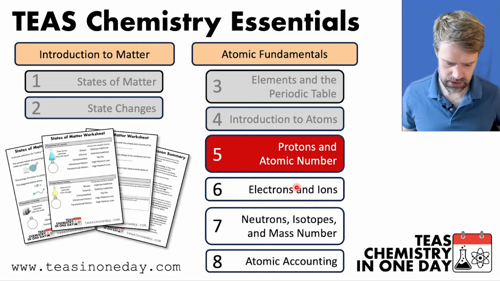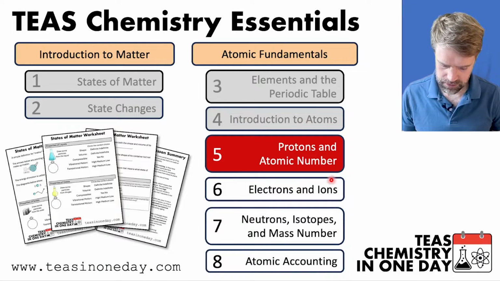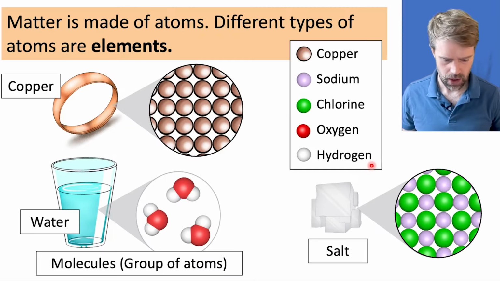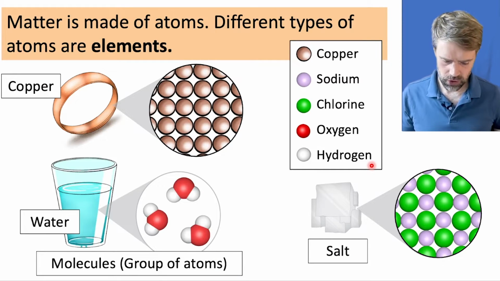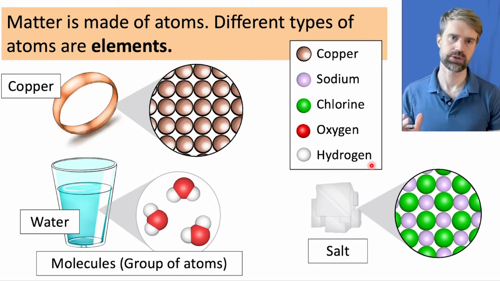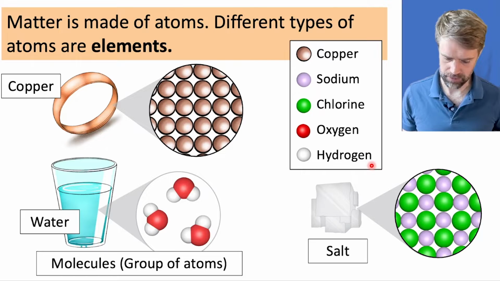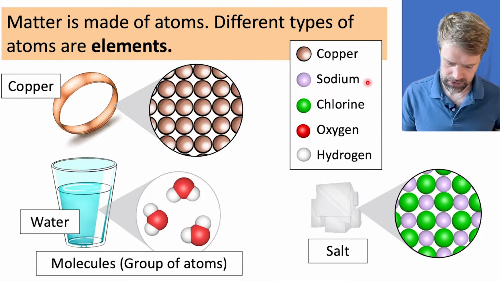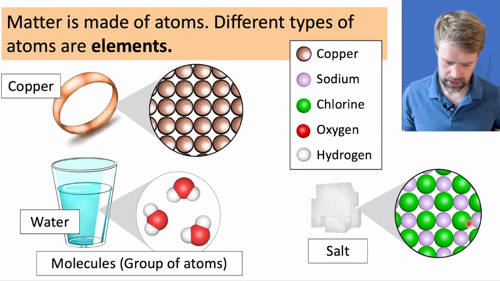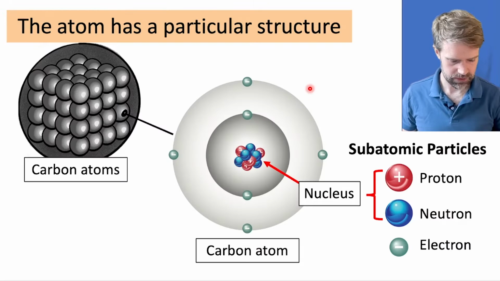Okay, let's get started with the lesson, protons and atomic number. First, a little bit of review to bring us up to speed. We've learned that atoms are tiny particles that make up everything, all matter. And there are different kinds of atoms called elements. For example, this copper ring is made of copper atoms, and table salt here is made of a combination of sodium atoms and chlorine atoms.